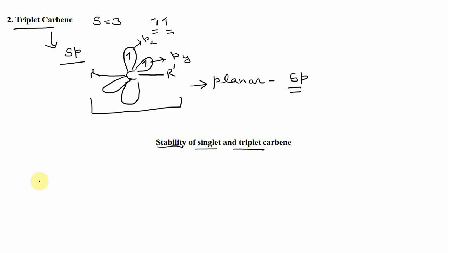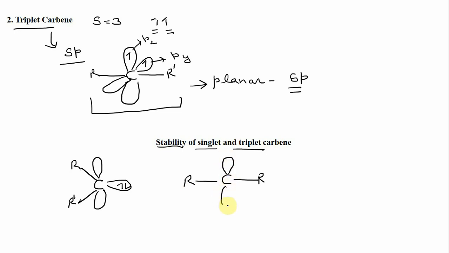Now next, let us look at which of this triplet carbene and singlet carbene is more stable. So we have already discussed the structure in singlet carbene. Carbon has sp2 hybridization, bond pairs of electrons are present in sp2 hybrid orbitals, and two electrons are present in the same orbital, and this unhybridized p orbital is vacant. So this is singlet carbene. Now in case of triplet carbene, they have a linear planar structure with two unhybridized p atomic orbitals present perpendicular to the hybrid orbitals and containing one electron in each orbital.